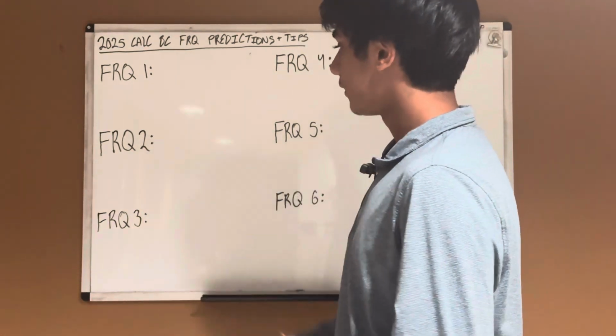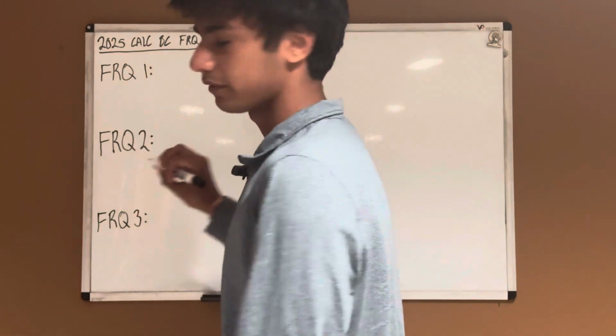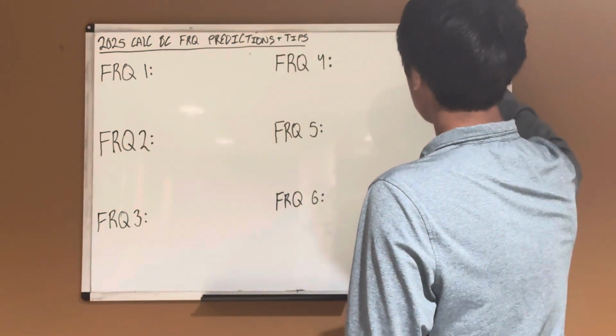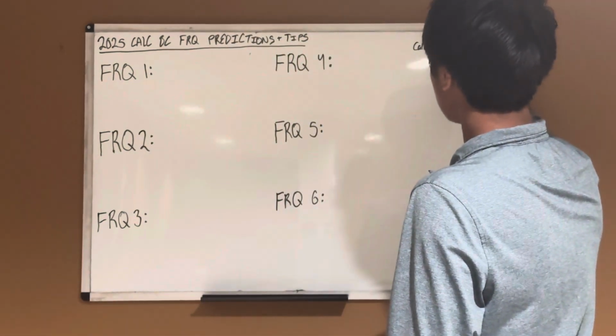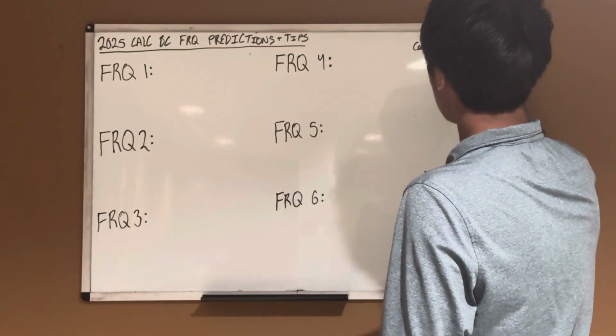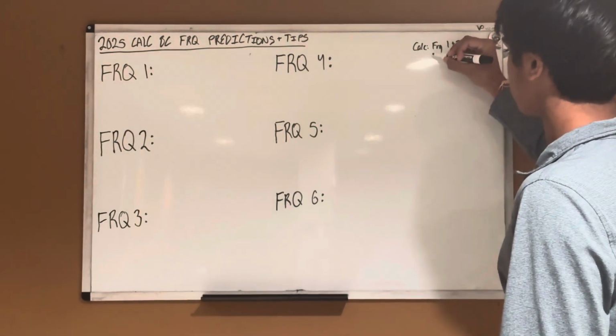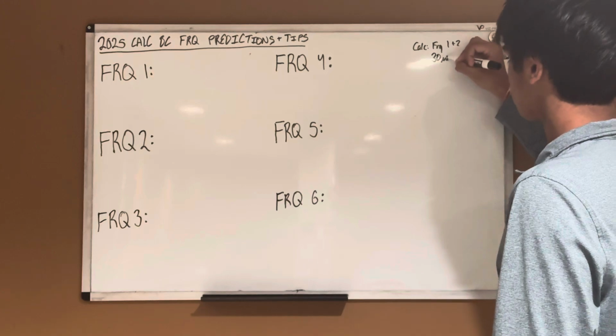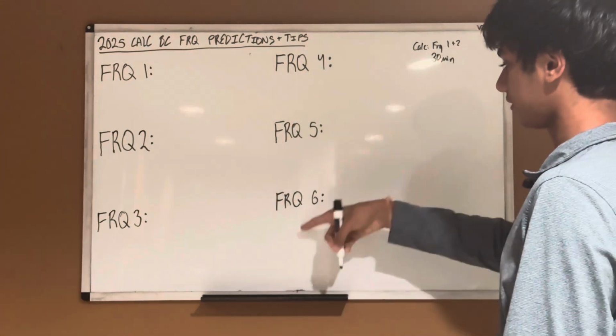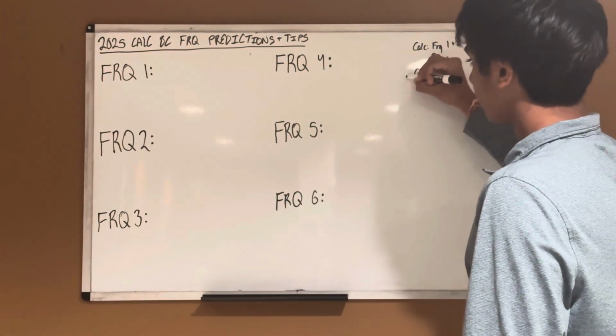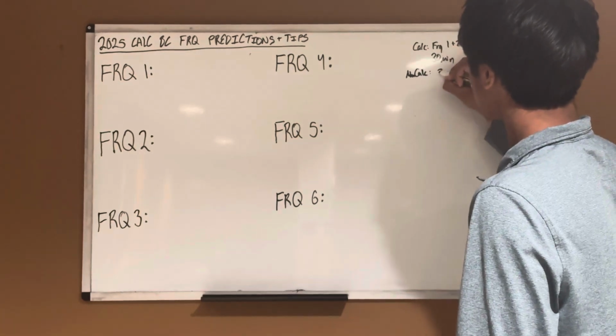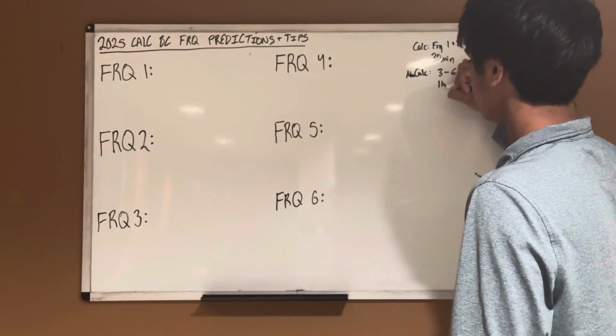So for FRQ1 and FRQ2, again, remember these are both calculator, and you get 30 minutes for both. Then for 3 to 6, these are non-calc, right? And you get 1 hour.